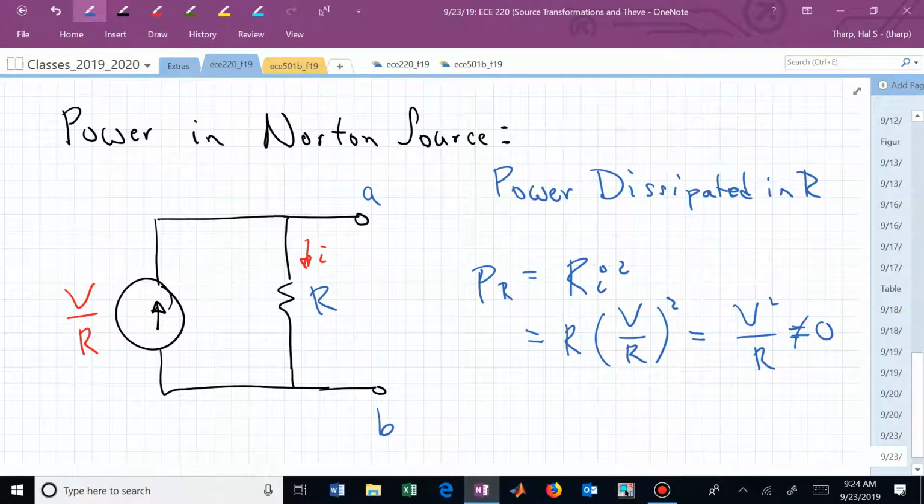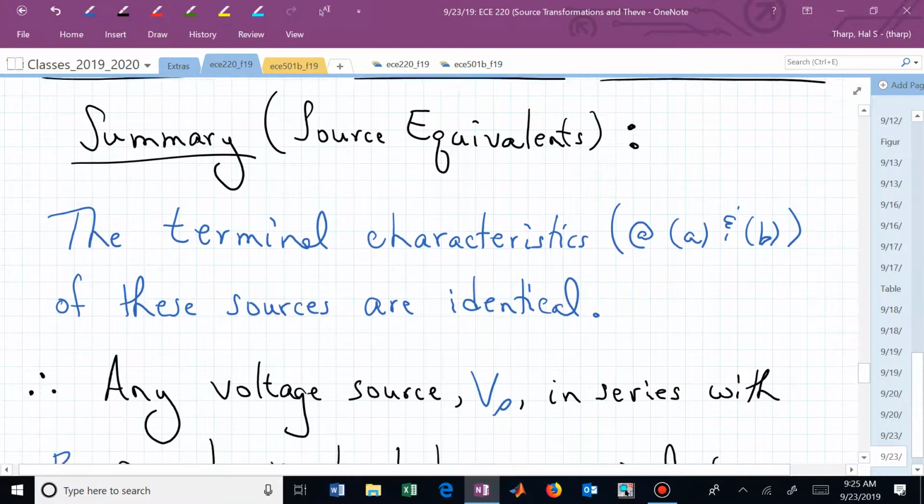We had no power dissipated in the Thevenin source. Now we have V squared over R in the Norton. These are not giving rise to the same kind of power behavior. So don't do power after you've replaced one source with another to the left of terminals A and B. You still can worry about power to the right of A and B, which is the whole point of doing these equivalents.